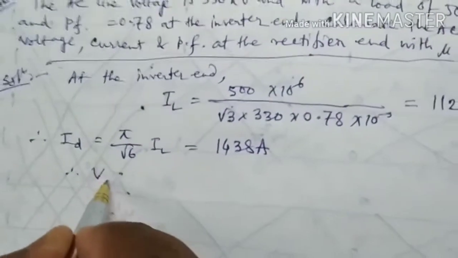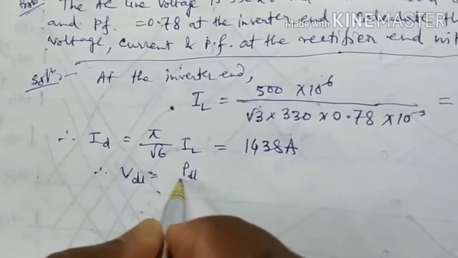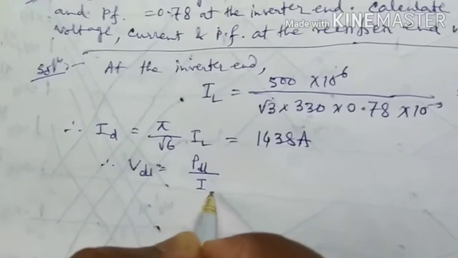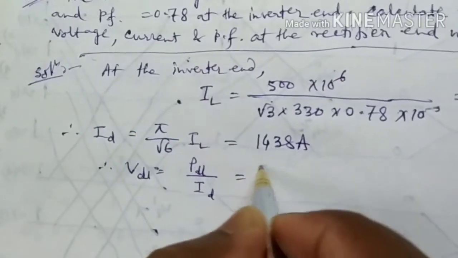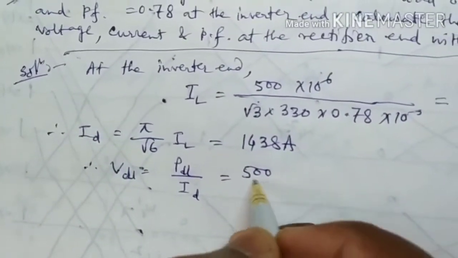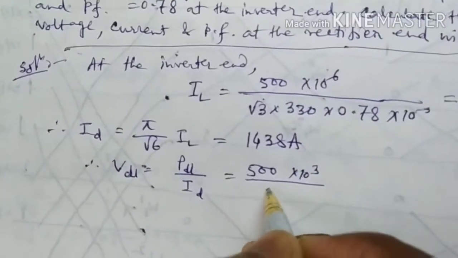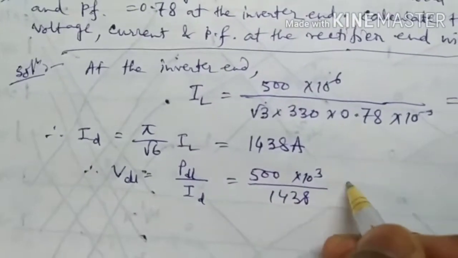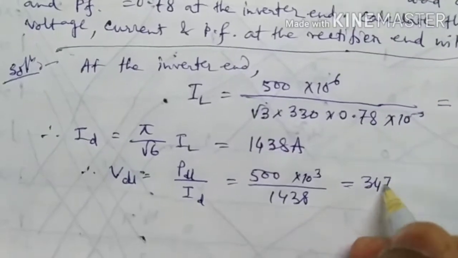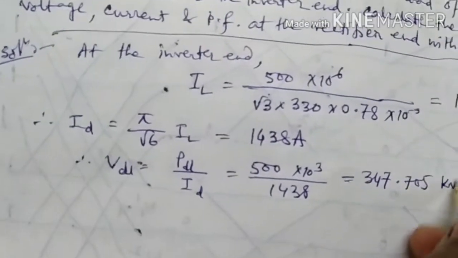So the VDL will be PDL by ID. So that is 500 into 10 to the power 3 by 1438. So that will be 347.705 kilovolt.